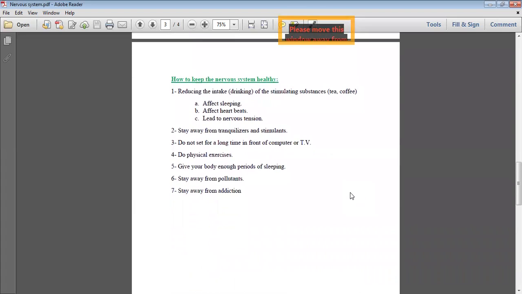Now, how can we keep our nervous system healthy? Of course, number one, reducing the intake of stimulating substances like tea and coffee, which have a very high amount of caffeine. It's not good for our body or for our nervous system. First, it affects our sleeping, okay? Also, it affects the heartbeats and it leads to nervous tension. It makes us very nervous, okay?